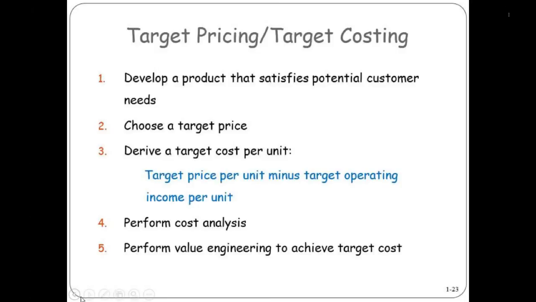So in order to do that engineering, the first thing you need to do is understand your processes now and what you produce now. And then you do value engineering, something we talked about early on. Look at your value chain and figure out where you can improve it to reduce costs so that you can achieve your target costs, which will allow you to achieve your target income at your target price. That's target pricing, target costing.